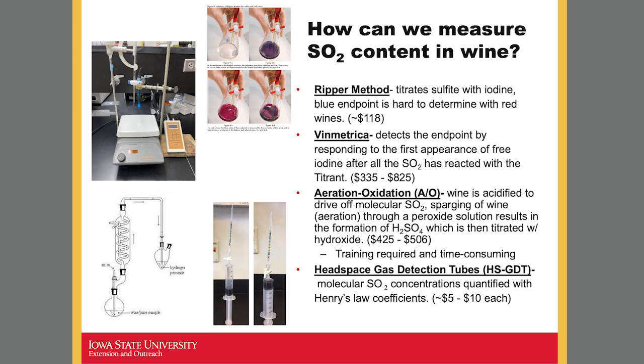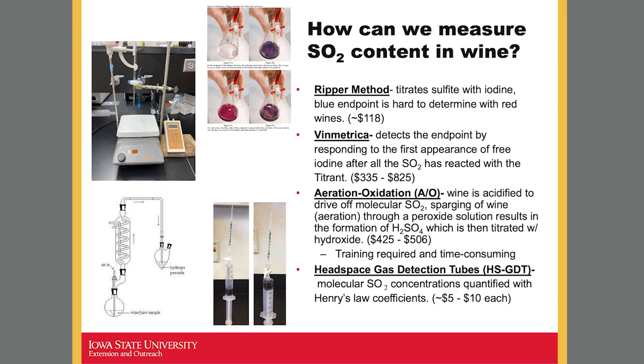Another method is using Vinmetrica, and that's the workshop we provided last time. That's also using an endpoint, based on the Ripper method, but it's using a system that counts the titration, that helps you in the titration. Another method to measure sulfur dioxide, free and total, or bound and total SO2 in the wines, is the aeration-oxidation method that we're going to use today. So it's really heating an acidified wine and looking at that reaction, that change of molecular SO2 into sulfites or sulfuric acid. So that's the chemistry that's happening.